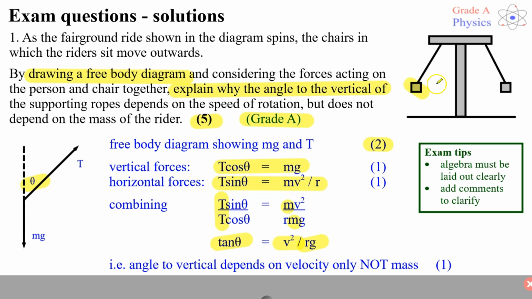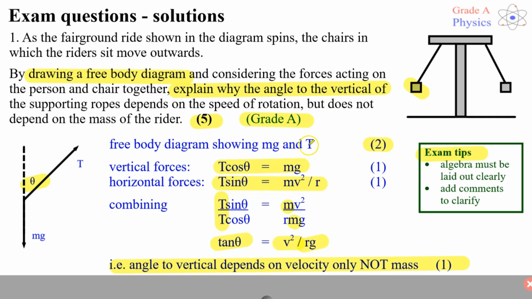So even if the mass of the rider is 0, if they're vacant, then they all will have the same angle. So that clear explanation of the significance of this expression would get the final 5th mark. So that's quite difficult to get all of those. So just a couple of exam tips here.